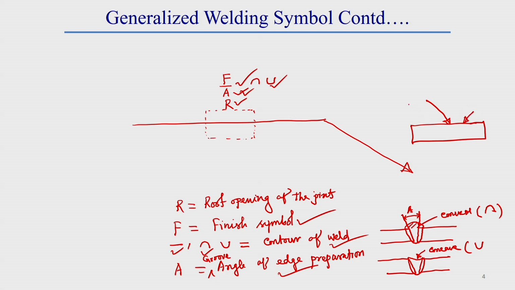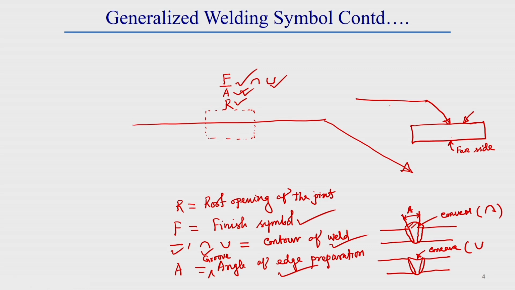So, arrow side details will be given at the bottom of this reference line. Whatever is given on the top side of this reference line, we have to do on the far side of the weld. Whatever information is given here, we have to do on this side, that means the bottom side of this welded plate.